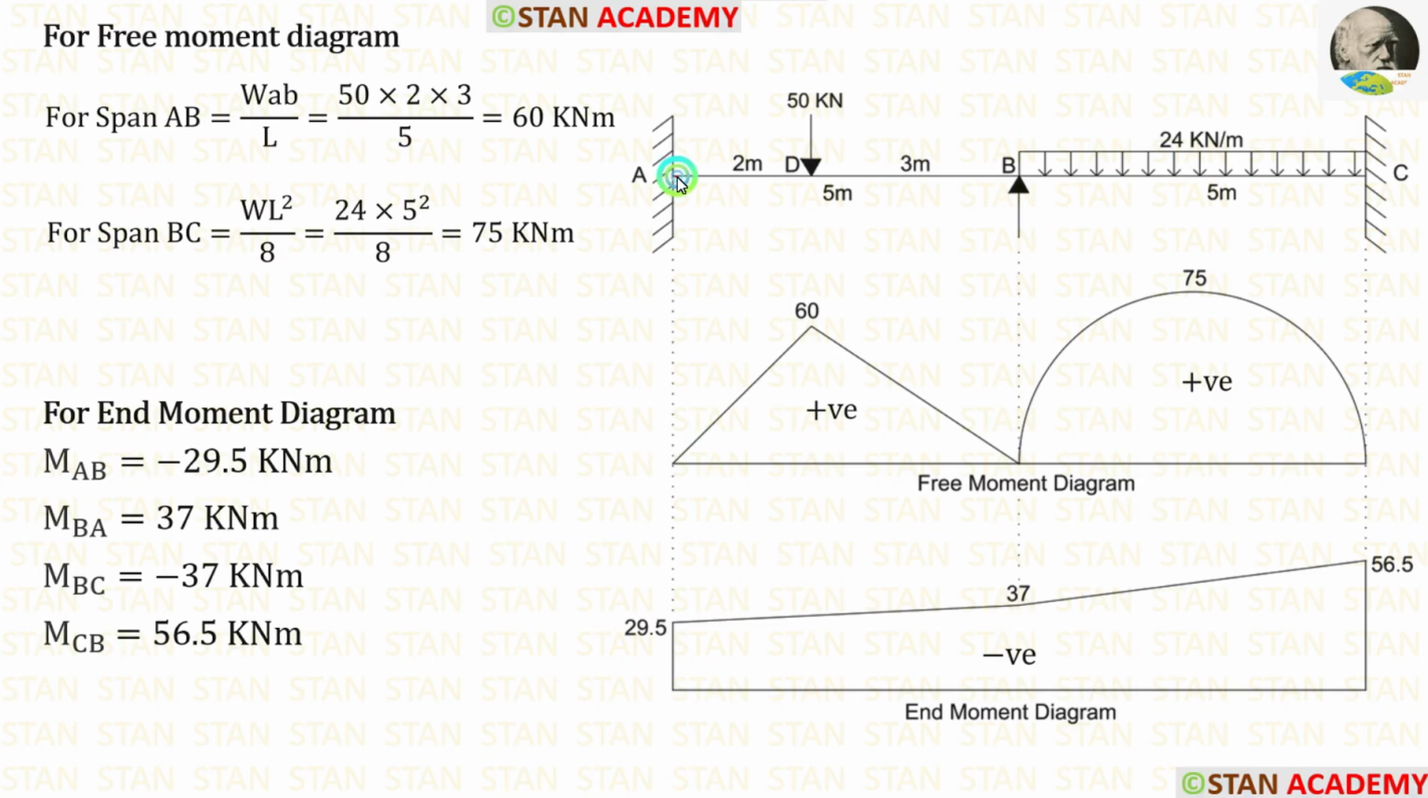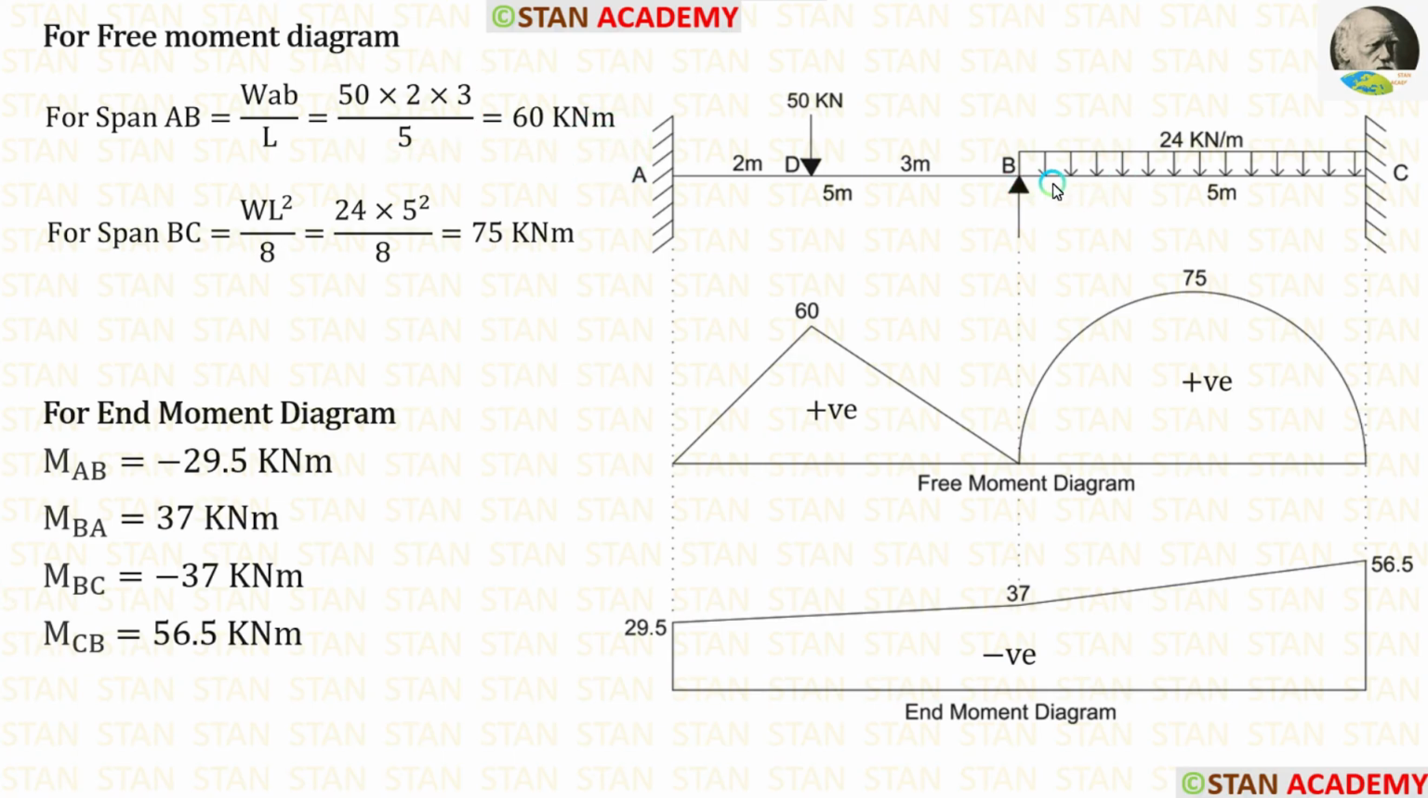First, let's see the span AB. In the span AB, there is a point load 50 kN. This point load is not acting on the center. If the point load is not acting on the center, the formula for the maximum bending moment in a simply supported beam is WAB upon L. Here W is 50, A is 2, B is 3 and L is 5. After applying the values inside the formula, we are getting 60 kN meter.